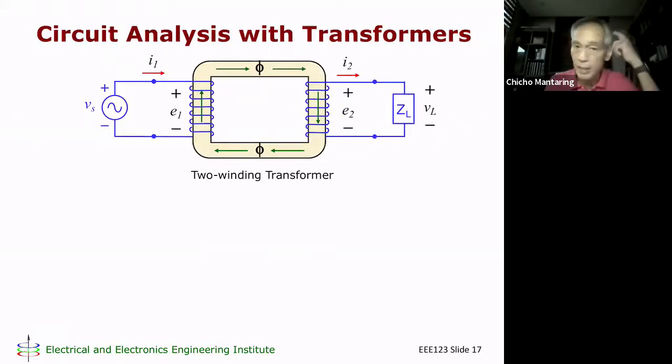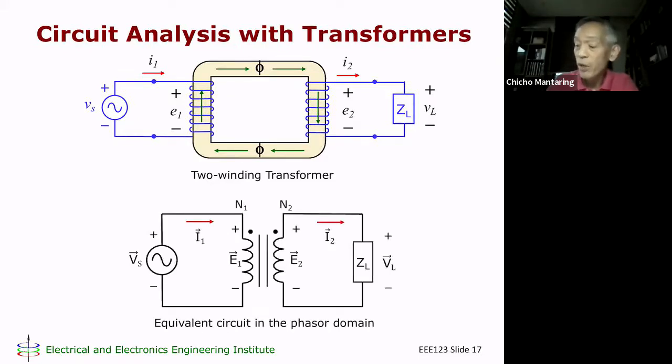Analyzing circuits with transformers. So this is our two-winding transformer. This is a typical circuit, a source connected to the primary, a load connected to the secondary, where the load is a general impedance, meaning to say it can have a real part and an imaginary part. Okay. We draw now the circuit equivalent in phasor form, in phasor domain. So this is now using the circuit symbol for the transformer, okay, and then showing all the quantities in frequency domain. So phasor voltages, phasor currents, and impedances.